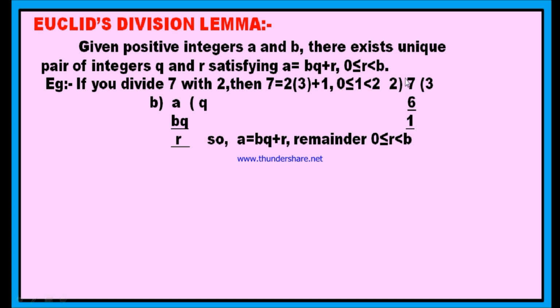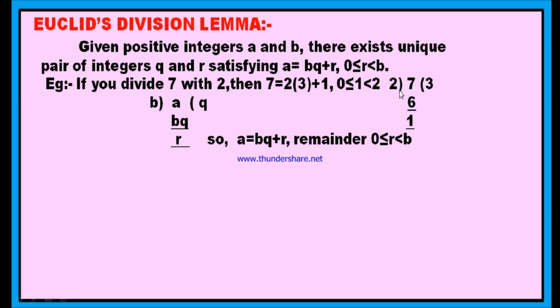Now you can write 7 as the product of 2 and 3 plus the remainder 1. This is the division rule. Dividend is equal to divisor into quotient plus remainder. Therefore, you can write 7 as 2 into 3 plus 1. If we divide 7 with 2, then 7 is equal to 2 times 3 plus 1. The remainder should always be either 0 or less than the divisor. Here, if we divide a number with 2, the remainder should not be 2. It should be less than 2.